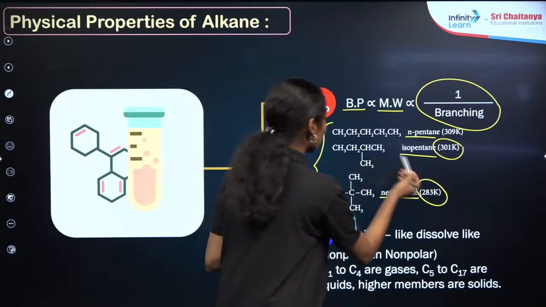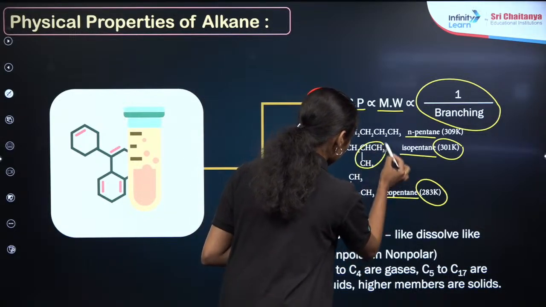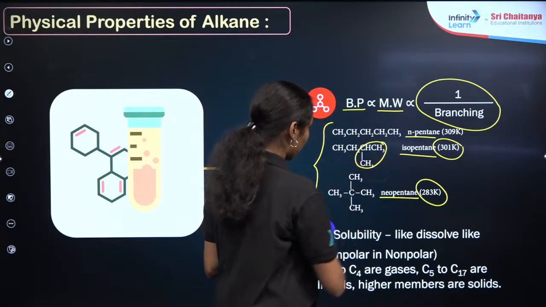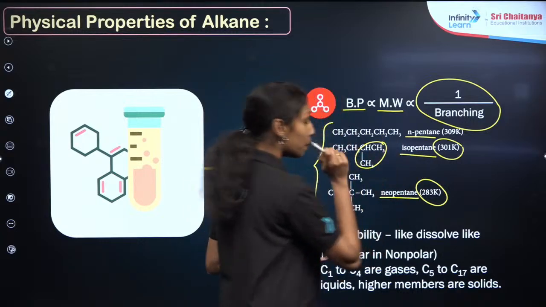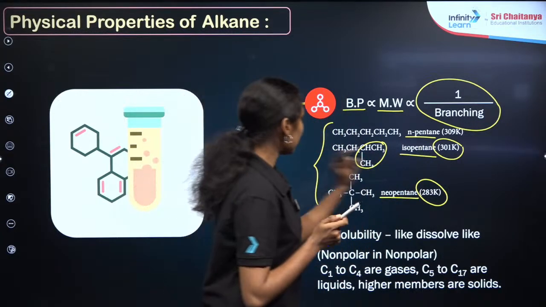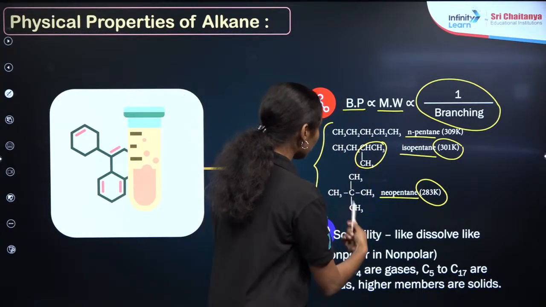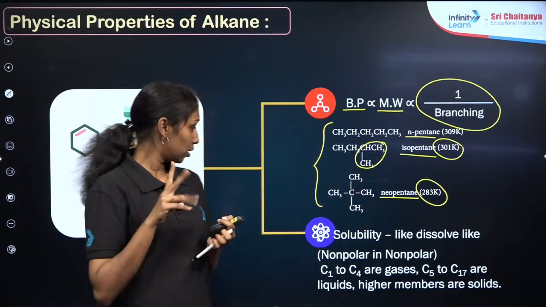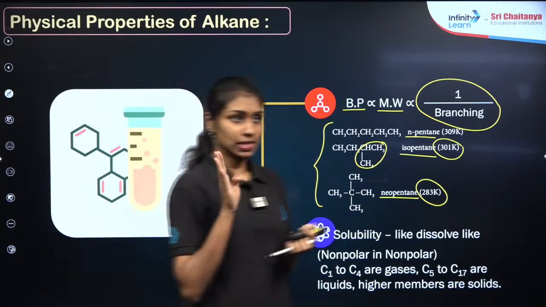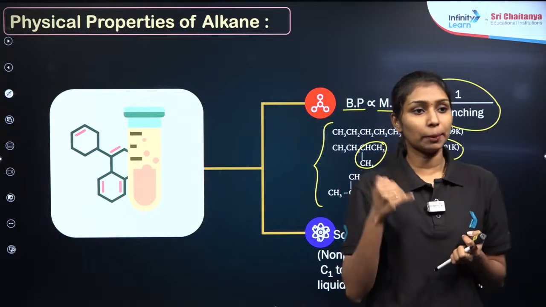In the case of isopentane, this will be our iso part, CH3 twice. In isopentane, one branch is present because it is 2-methyl butane. So what do you mean by neopentane? Here 4 branches are present. As the branches increase, boiling point decreases.